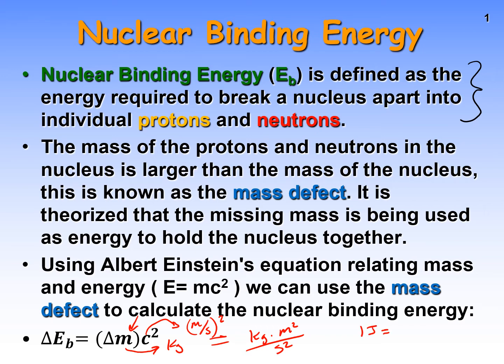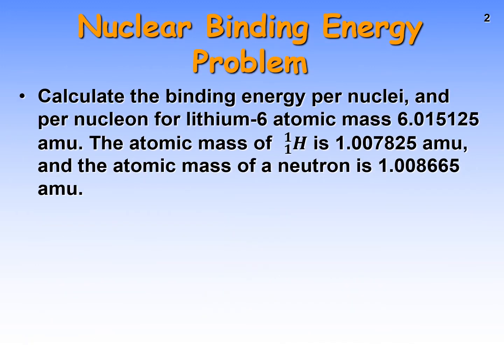1 joule is equal to 1 kilogram times meters squared over seconds squared. And it's for this reason that we need to use kilograms in this equation, because effectively this equation will spit out an answer in joules as long as we use kilograms and the normal units for the speed of light, that is meters per second.